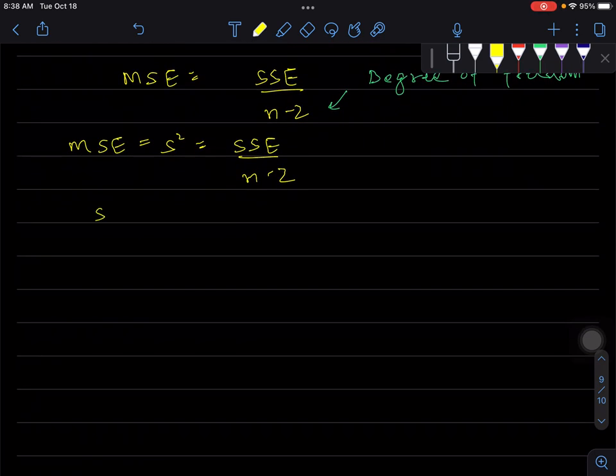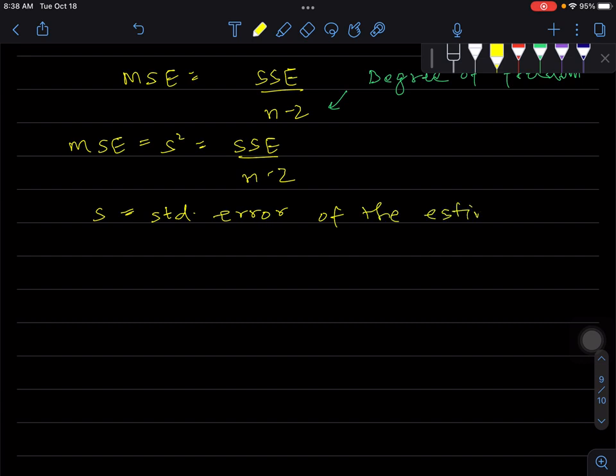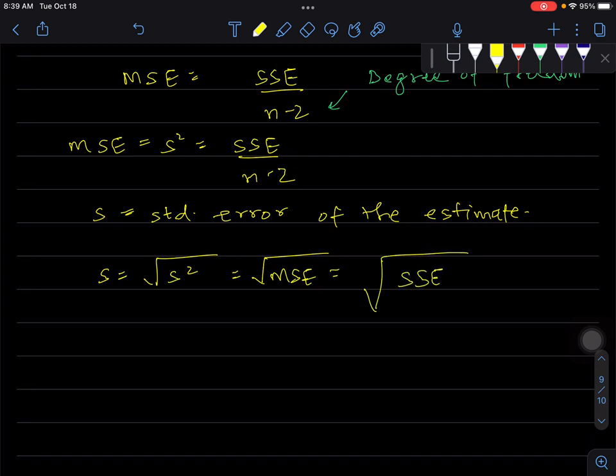And s is the standard error of the estimate, which is going to be what? Simply the root of s squared, or you can say the root of MSE, and that is the square root of SSE over n minus 2.